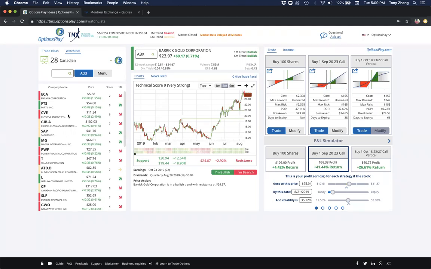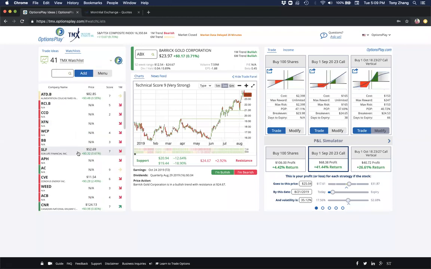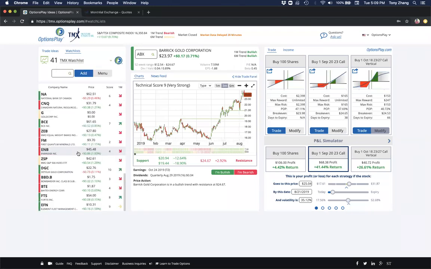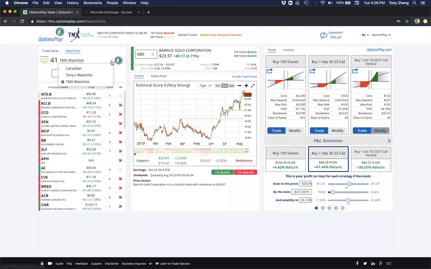Is it possible to limit the watch list to high volume option stocks only? So Jim, we actually have a TMX watch list of pretty high volume stocks that are already pre-built for you here in Options Play. So you can always look at the TMX watch list for that. That's already pre-built for everyone.